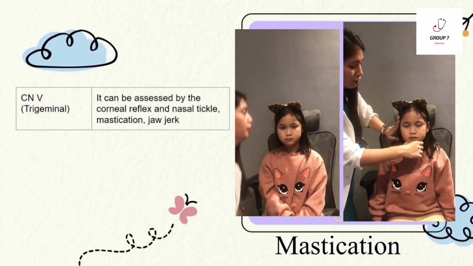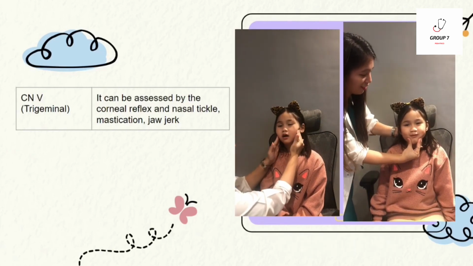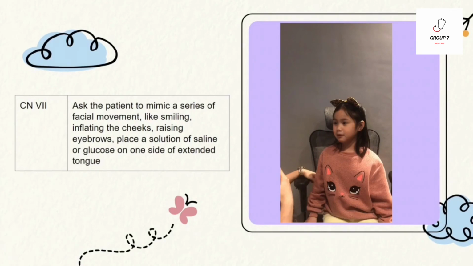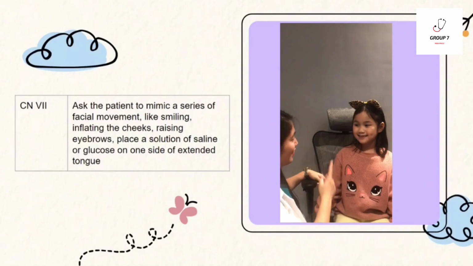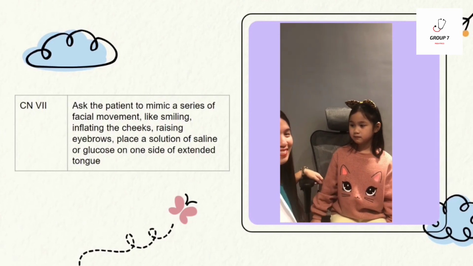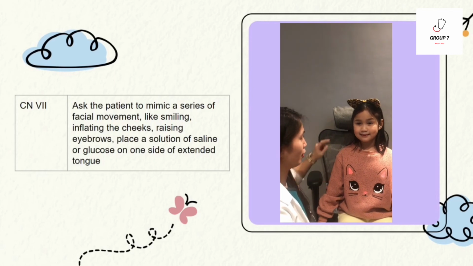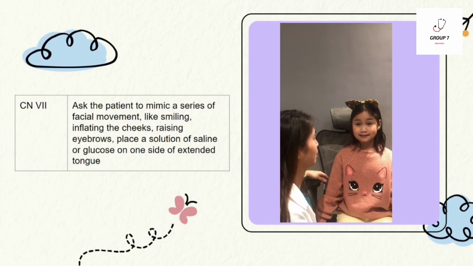You can move your chin side to side. Say ah. Cranial nerve number 7, the facial nerve: ask the patient to mimic a series of facial movements like smiling, inflating the cheeks, raising eyebrows, and place a solution of saline or glucose on one side of the extended tongue. Margot, you copy mommy. Smile. Raise your eyebrow. Both of them. Like this.